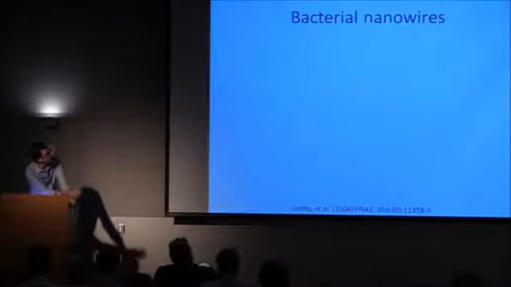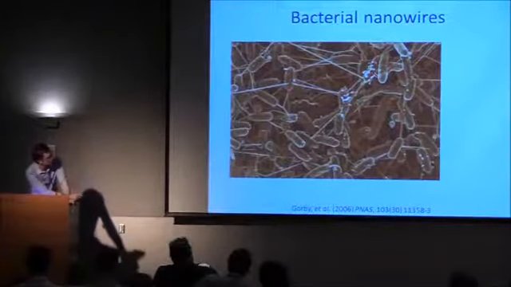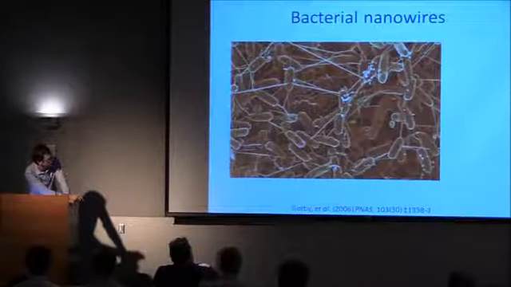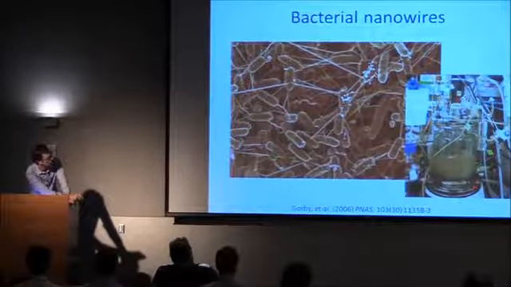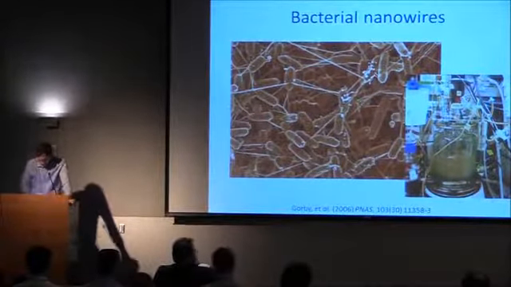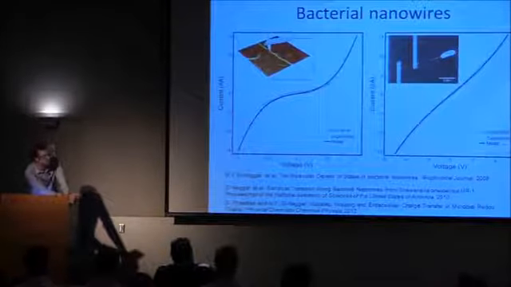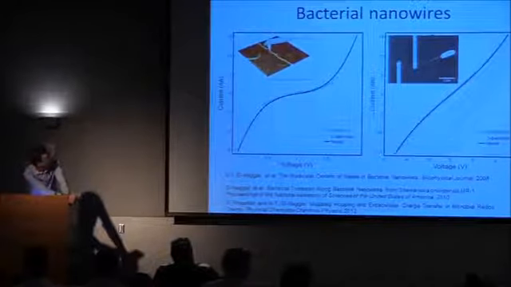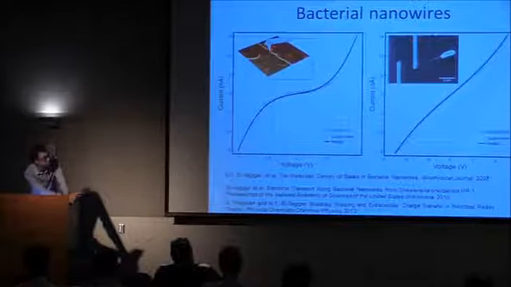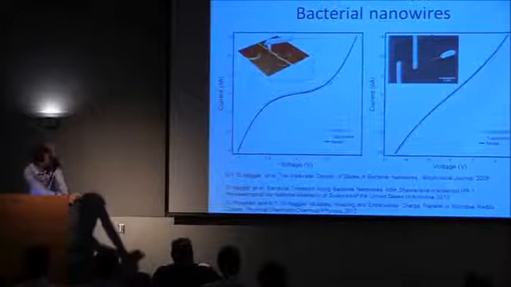Okay, so now I'm going to talk about bacterial nanowires. In Shewanella, bacterial nanowires were discovered in 2006 by Yuri Gorby and his colleagues. These bacterial nanowires were produced in chemostat cultures that were oxygen limited. In the past few years, there have been two types of conductivity measurements on bacterial nanowires. The first type is where you use an atomic force microscope to measure the conductivity across the width of a single nanowire. And that's the result on the left.